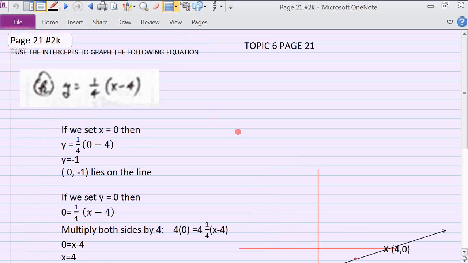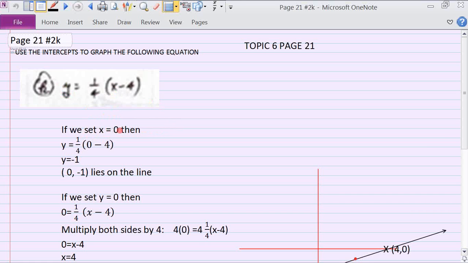Okay, same kind of a question here. I'm using the intercepts to draw the graph for this equation. So here what I'm going to do is I'm going to set x to 0 here, calculate y, and then I'm going to put y to 0 and calculate x to get the two intercepts.